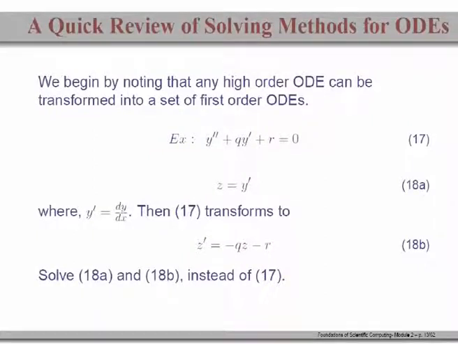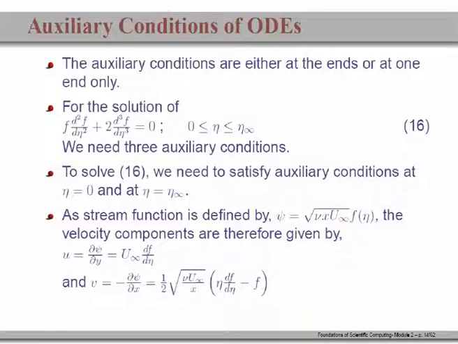So, for example, look at here, y double prime plus q y prime plus r equal to 0. So, set z equal to y prime, then you will get z prime equal to minus q z minus r. So, basically it is a pair, 18a and b, that you would solve instead of 17. That is the idea.